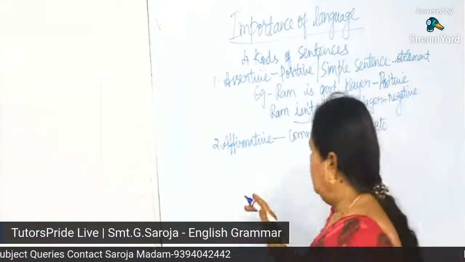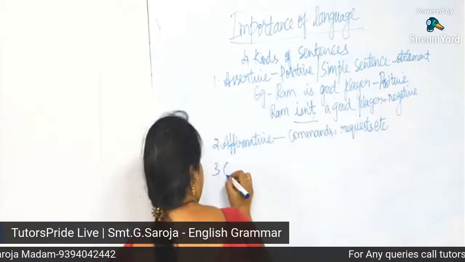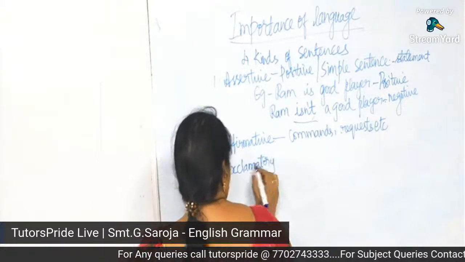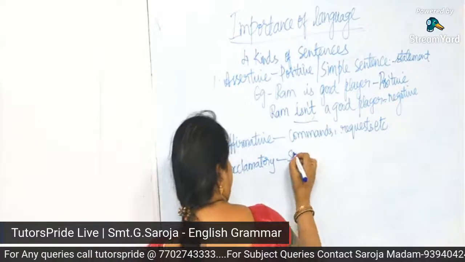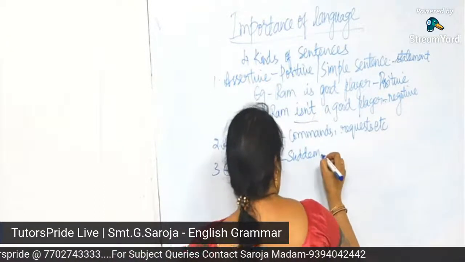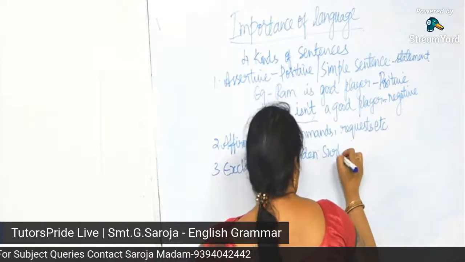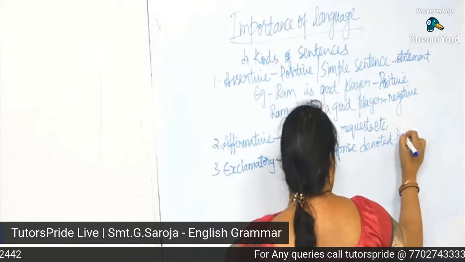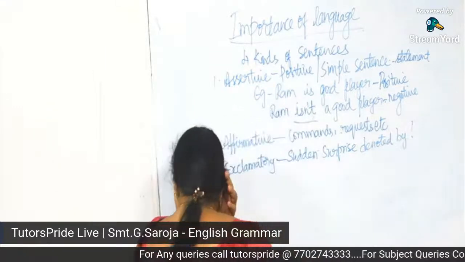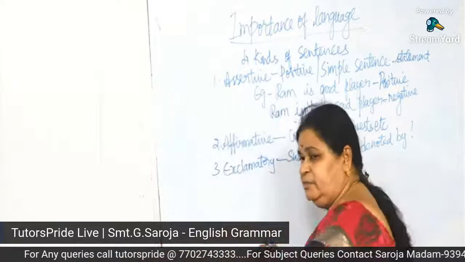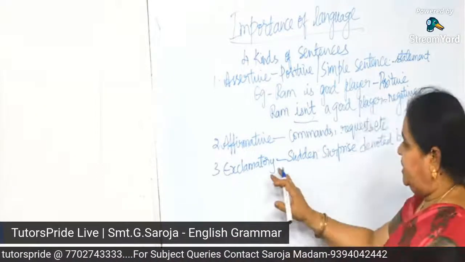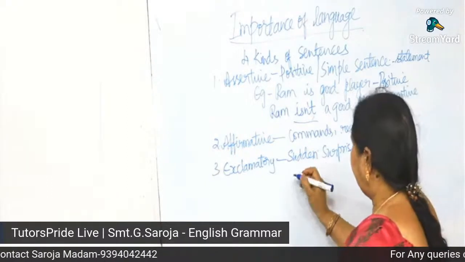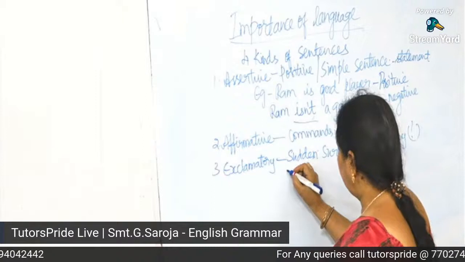Yeah? Now, the third one is exclamatory. Exclamatory means sudden surprise. Surprise is denoted by an exclamatory mark. Okay? Now, the interjection words we already read. Like that, exclamatory will have an exclamatory mark. This is called an exclamatory mark. And a sudden surprise will be there.